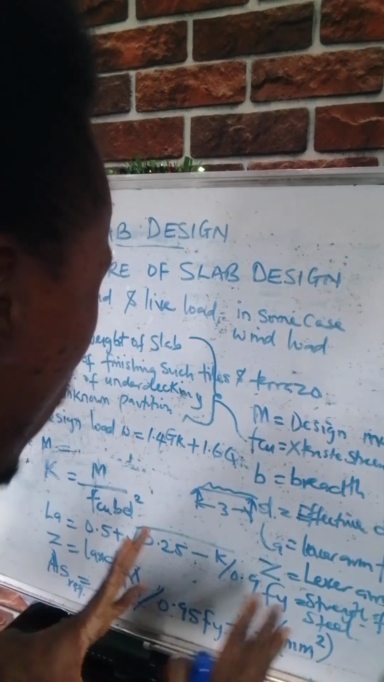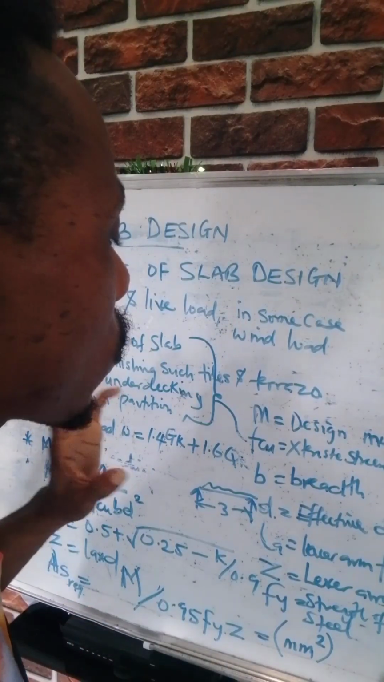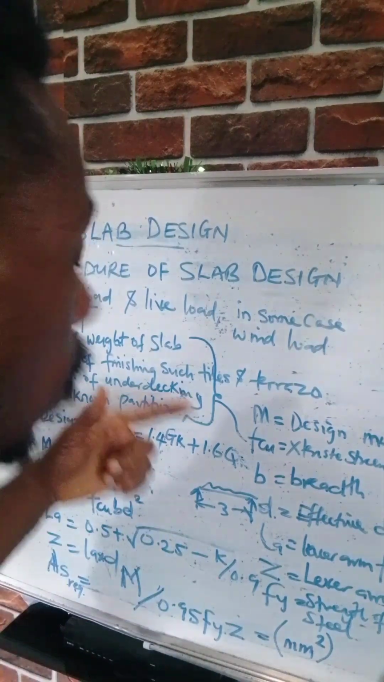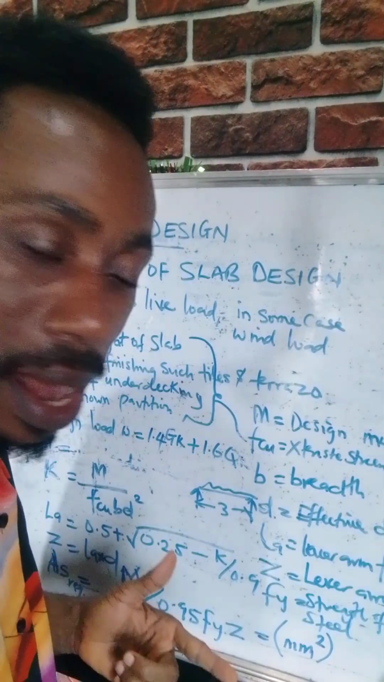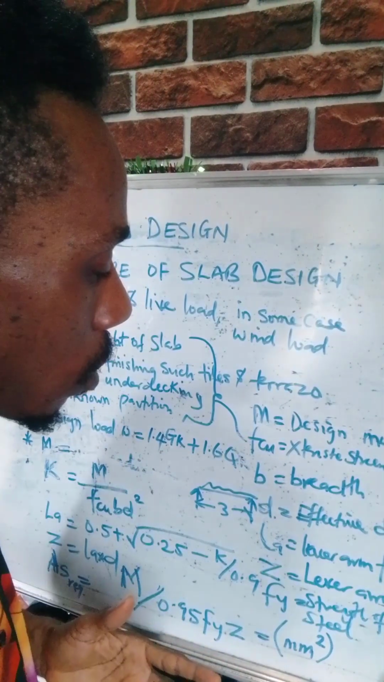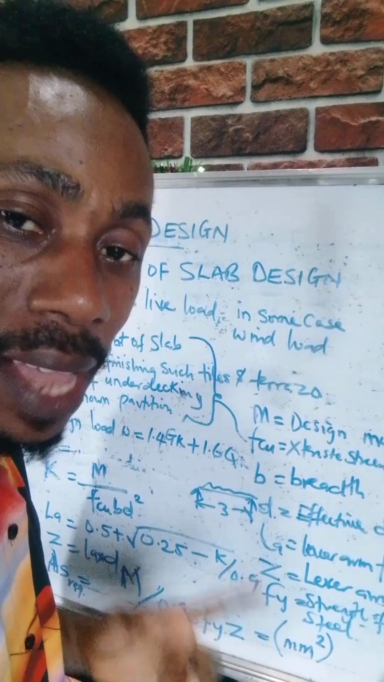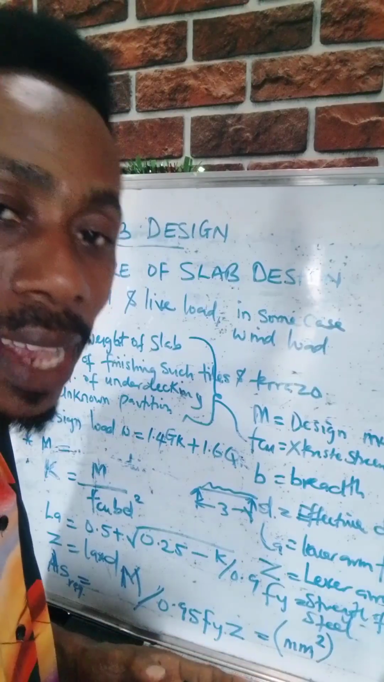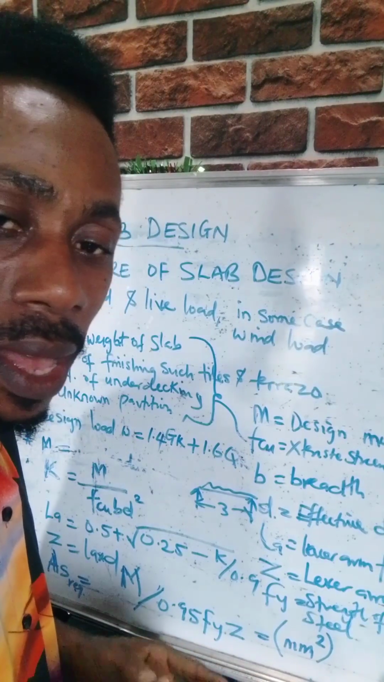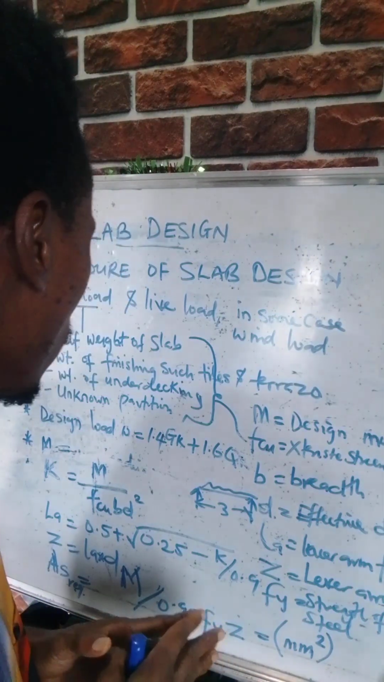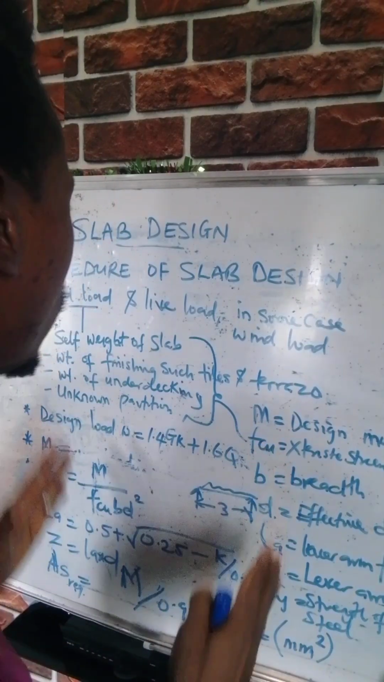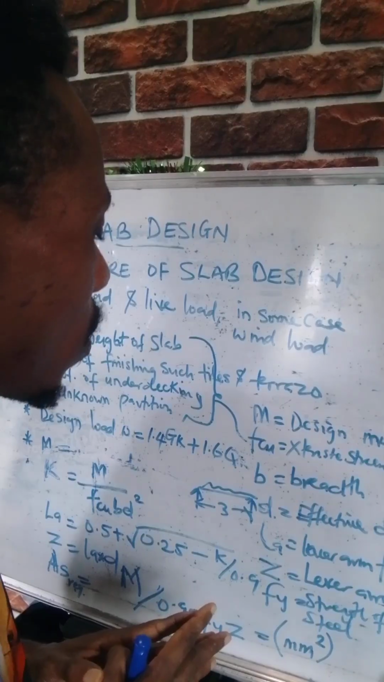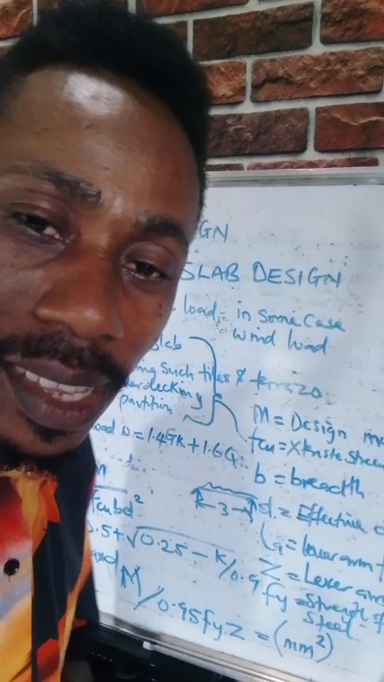Then also, after you have done this, you have to check for deflection, which will come in our next class. If deflection is excessive, that means you have to redesign the slab so that the slab can be stable. All right, so this is the procedure on how we are supposed to design our slab. Okay, so I'm going to stop here for today.